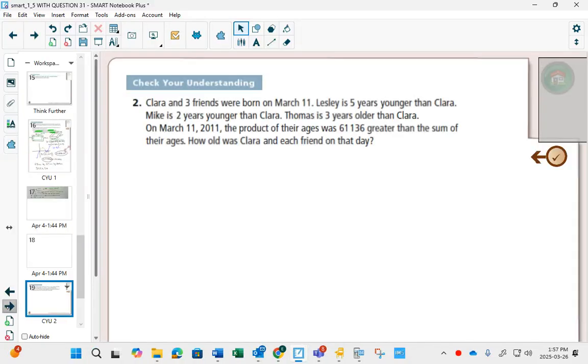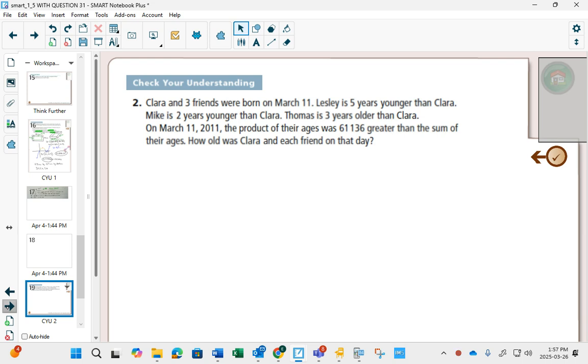Fine. There's example 2. So here we have Clara and 3 friends. Oh, they were all born on March 11th. Go figure. And Leslie is 5 years younger than Clara. Mike is 2 years younger than Clara. Thomas is 3 years older than Clara.